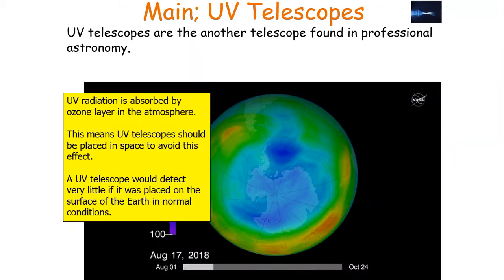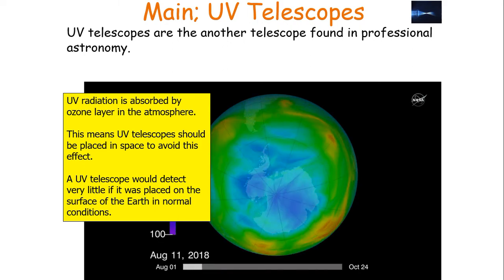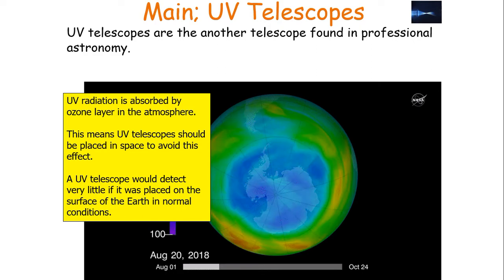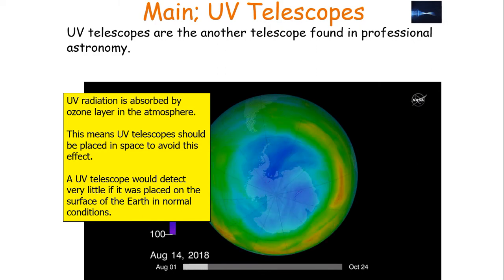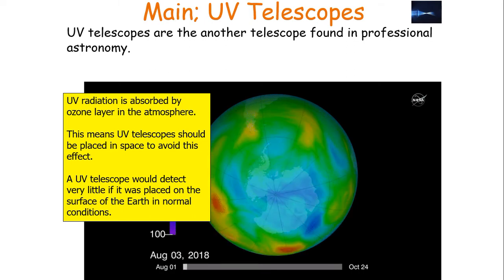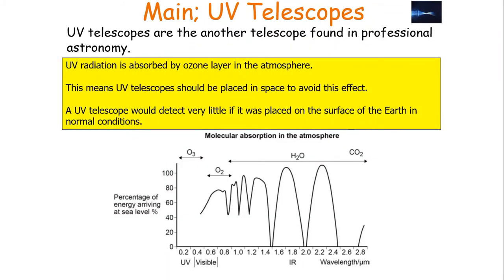Now, another issue with UV telescopes is that UV radiation is absorbed by the ozone layer, O3, in the atmosphere. This means a UV telescope should be placed in space to avoid this effect. So a UV telescope would detect very little if it was placed on the surface of the Earth, which is shown in this particular diagram. As you can see, the O3 is absorbing all of the ultraviolet radiation.